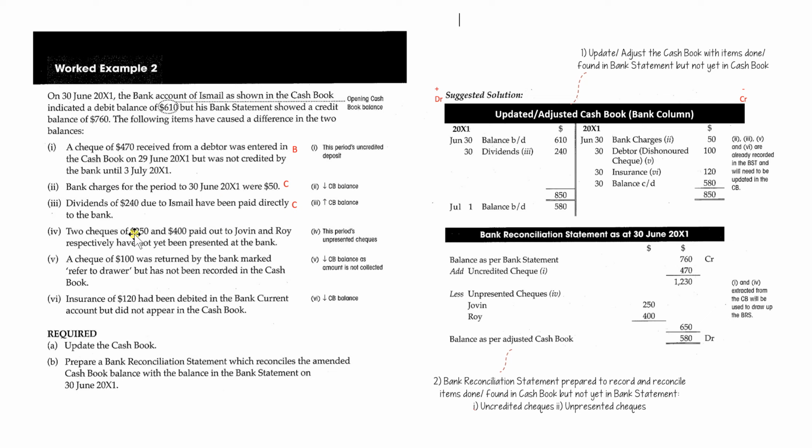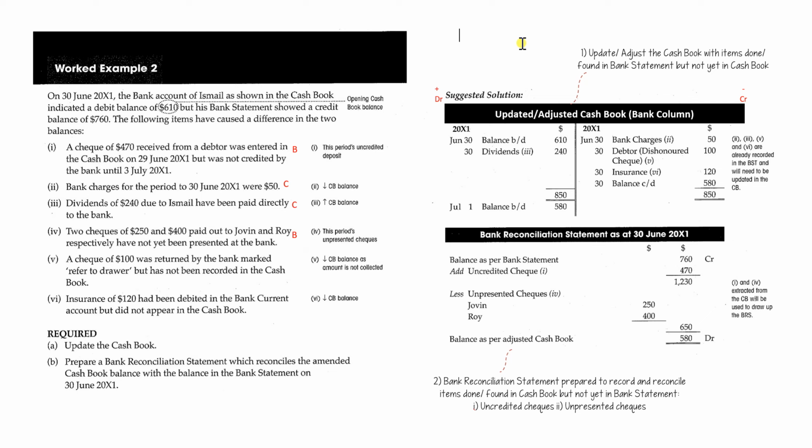Two checks paid to Jovin and Roy respectively have not been presented at the bank. So now this one has already been done in the cash book, because they already put it on the credit side of the cash book, but not yet done in the bank. So we are going to put this in the bank reconciliation statement. We are going to include this in the bank statement. So I'll write it P.